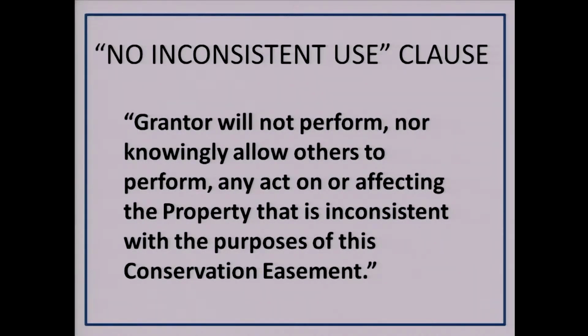Another inside baseball clause for us working with conservation easements is a no inconsistent use clause that you'll see that reads something like, grantor will not perform nor knowingly allow others to perform any act on the property that is inconsistent with the purposes of this conservation easement. And a lot of times landowners, or more specifically landowner attorneys, will object to this, saying that's too vague. I don't know how to comply with this. Well, learn to love it. It's required by the IRS regulations for tax-deductible contributions. All activities on the property have to square up with the purposes. So this is not optional language.